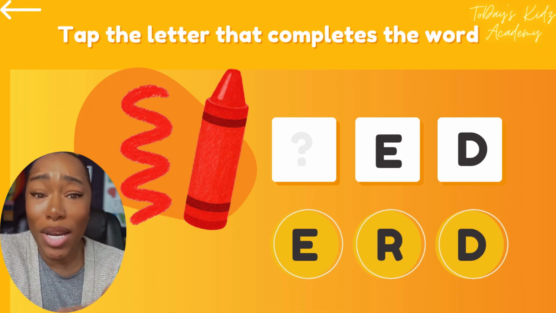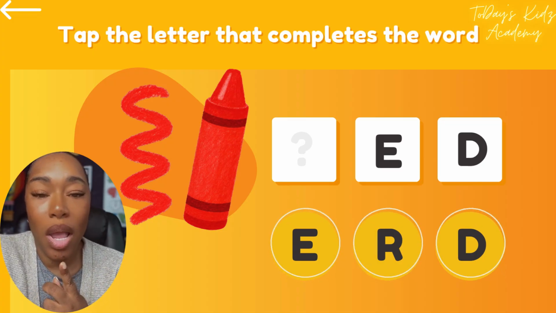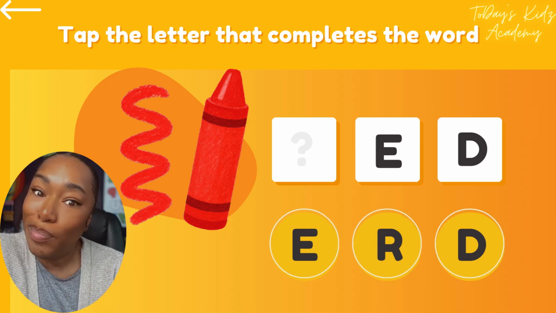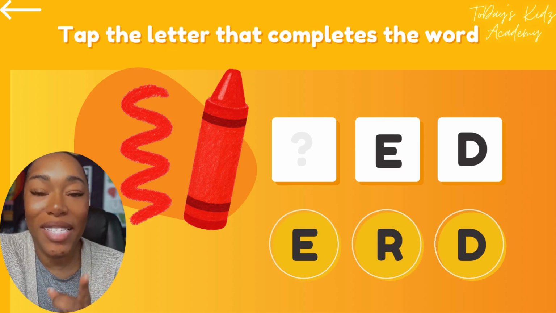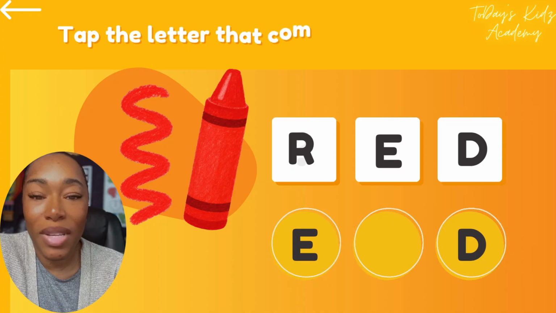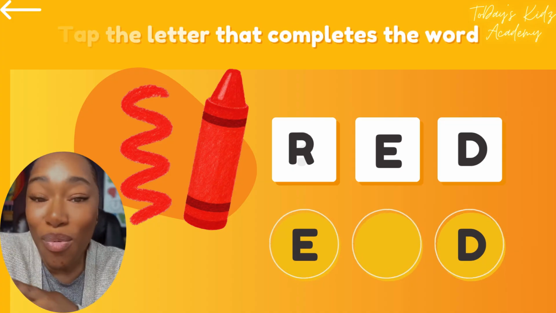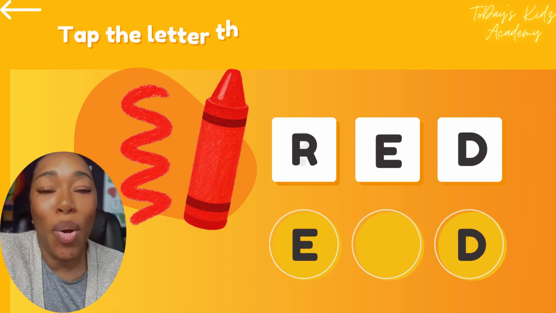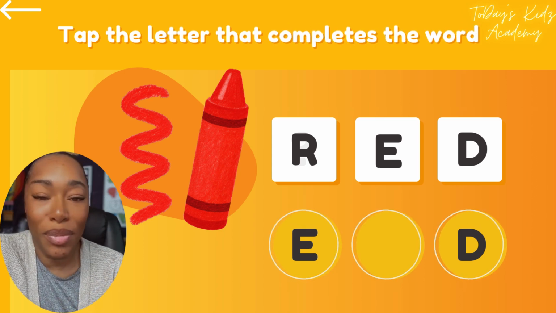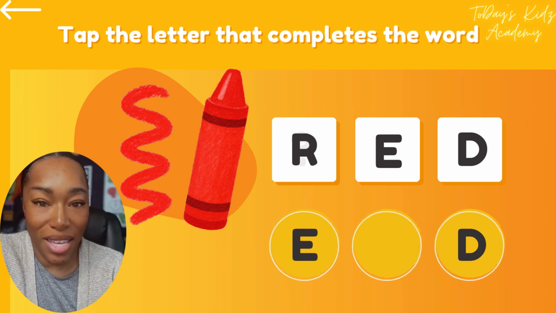This is the color red. Do you know the missing letter in red? Tap the letter on the screen if you know. If you picked the letter R, you guys are right. Now let's spell red together. R-E-D. Red.